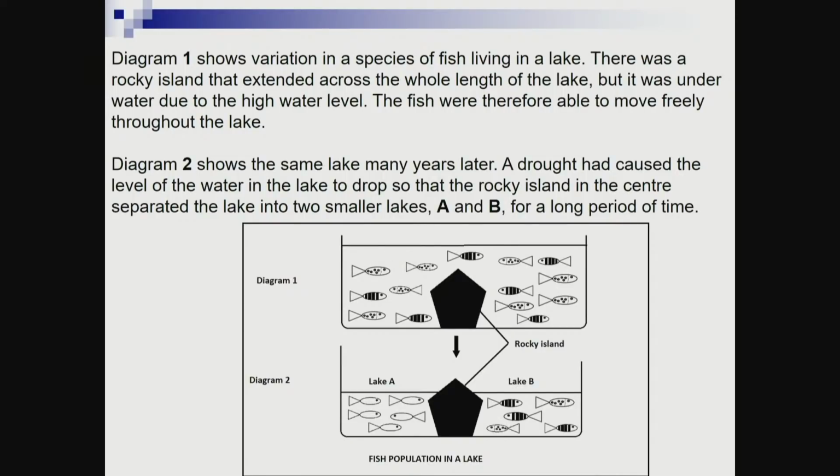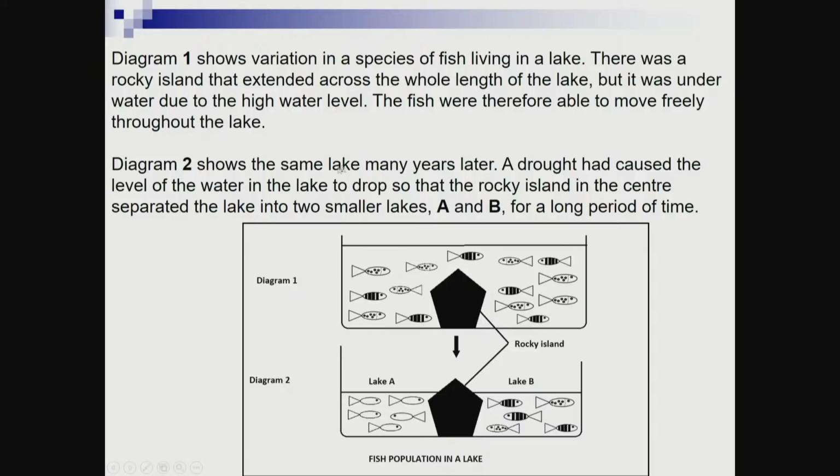Alright, here is another one. There is a geographical barrier of a rocky island. So that is the geographical barrier. They show variation in species of fish living in a lake. There was a rocky island that extended across the whole length of the lake, but it was underwater due to high water levels. The fish were therefore able to move freely throughout the lake.